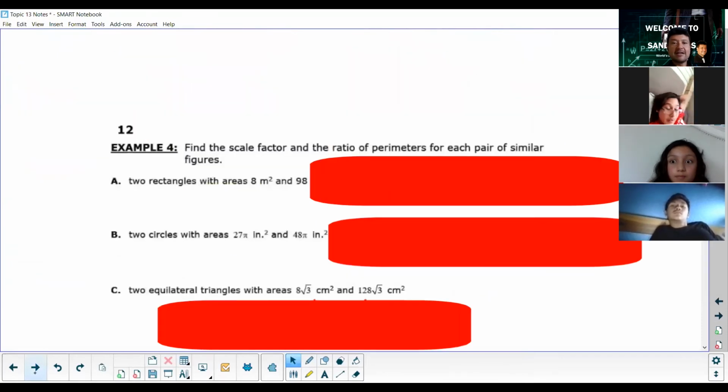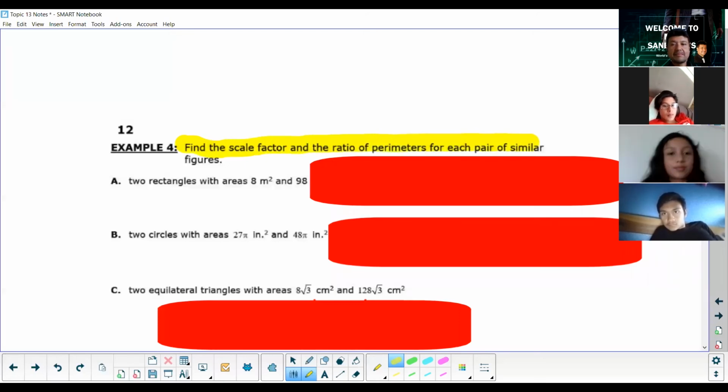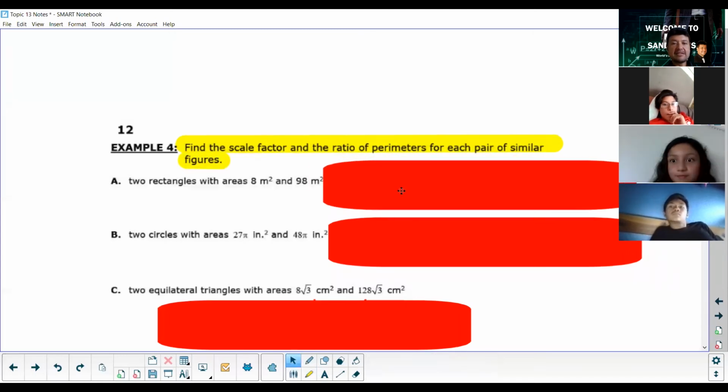All right, Celeste, go ahead and read the example 4. What does example 4 say? Okay, find the scale factor and the ratio of perimeters of each pair of similar figures. All right, excellent. All right, so let's see what this is. So Celeste, how would I do this one? Actually, there's something that's kind of new about this one. Why is this one different?